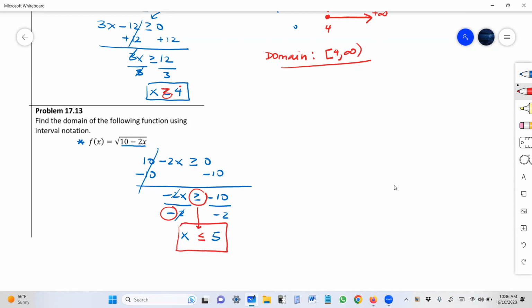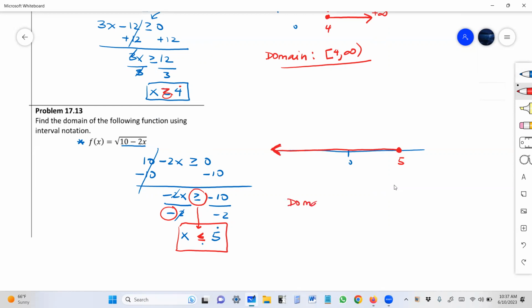Be very careful with this problem. Okay, so now I am going to do the exact same thing I did before. I'm going to graph it first. I'm going to plot the point, which is 5, and it's always going to be closed. Here's 5. And I'm going to shade it in the direction of the inequality, which is to the left. The red line right here is my domain.